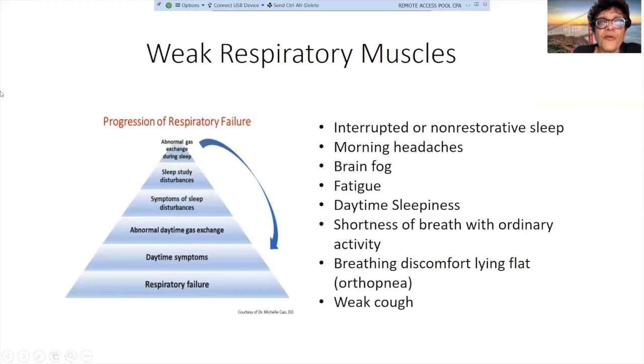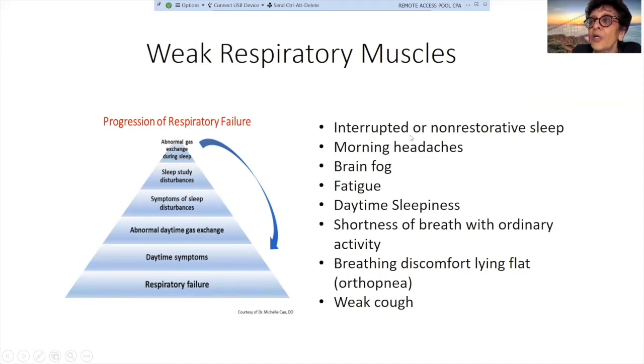So what is the progression of respiratory failure in patients who have respiratory muscle weakness? The first thing that occurs is that there's an abnormal gas exchange during sleep, especially during REM sleep, because all the muscles are so much more relaxed and the respiratory centers are not responding appropriately. And so this can lead to a lot of sleep disturbances that we can see on a sleep study if we do that.